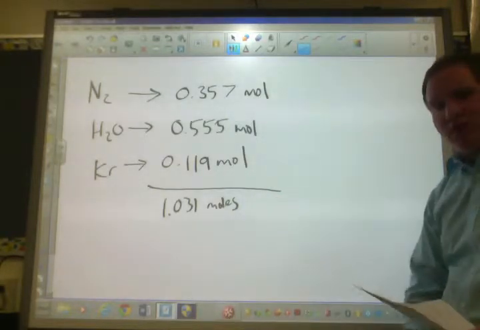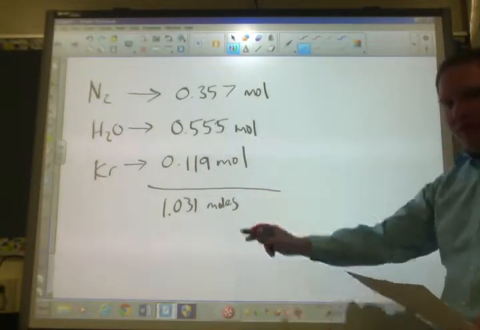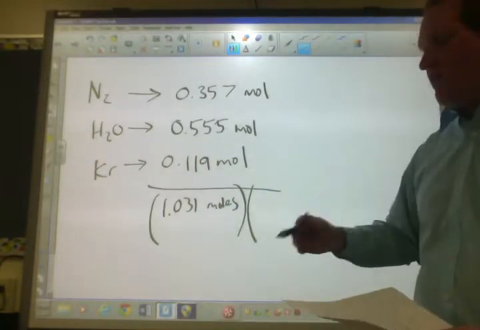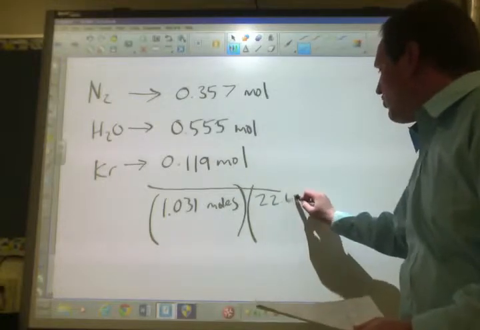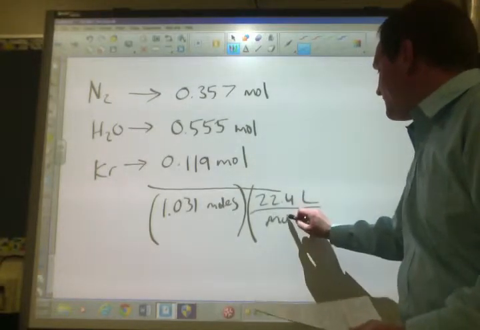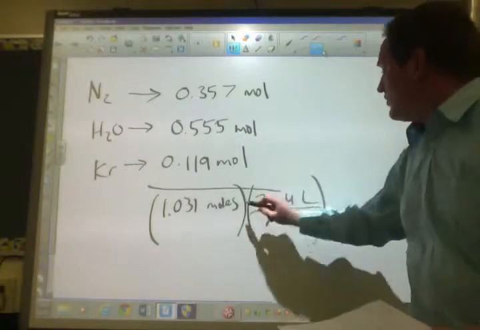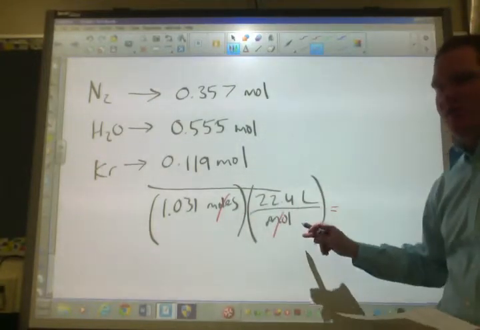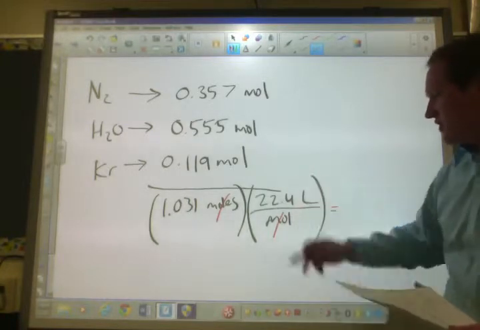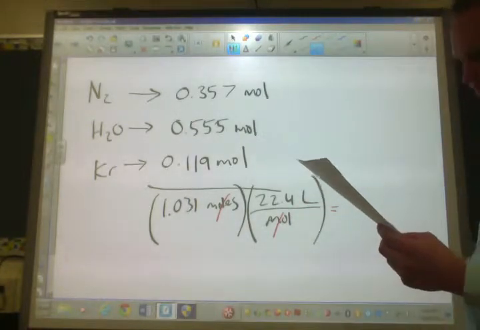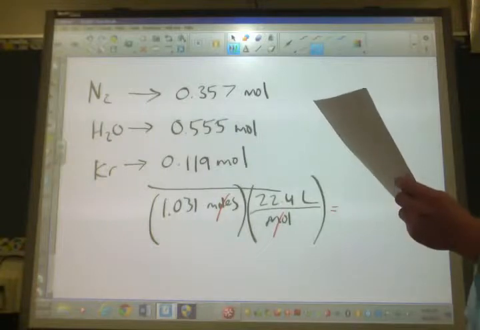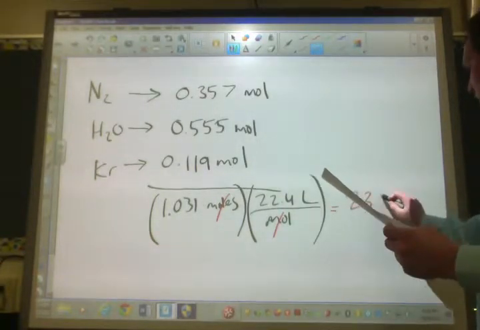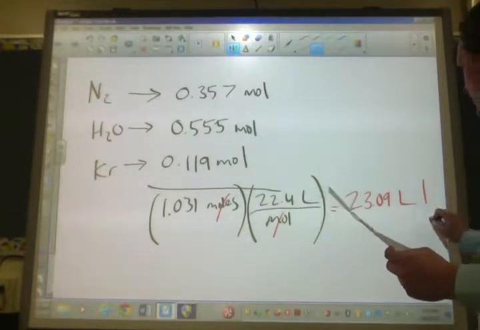Because this is at STP, we know the volume of this many moles. So I'm going to take the moles times my volume per mole, which is 22.4 liters per mole. Mole cancels mole. And remember, this only works at STP. If the problem didn't say STP, you couldn't use this. Anyway, we do the math, and with 4 sig figs, because that's what I'm given in the problem, 23.09 liters.